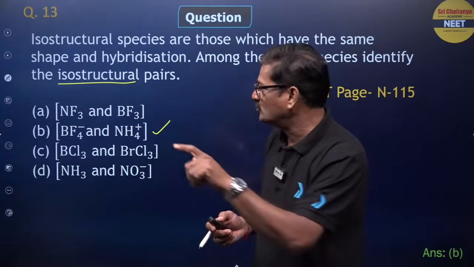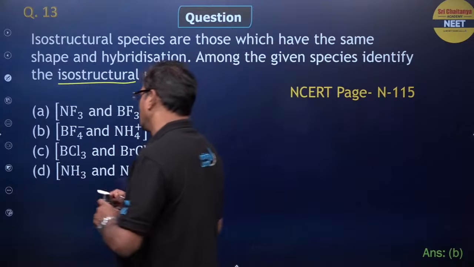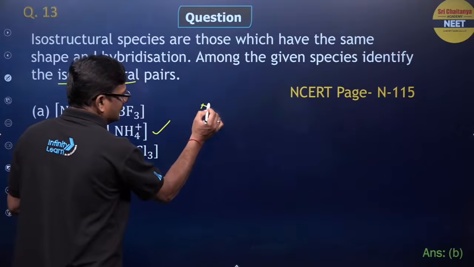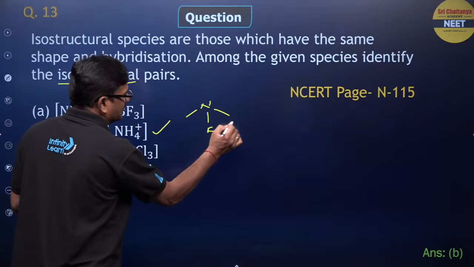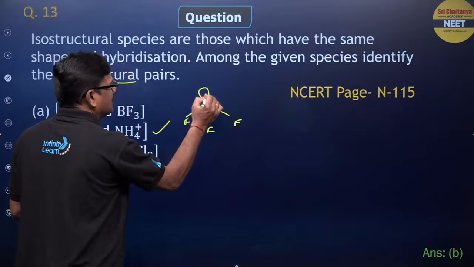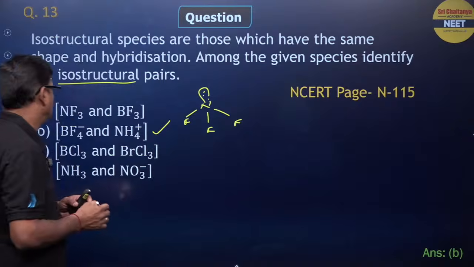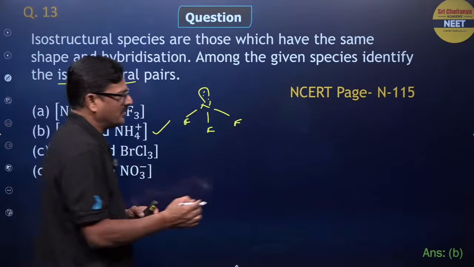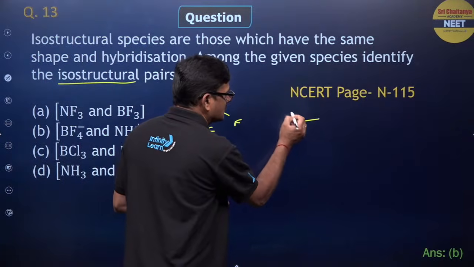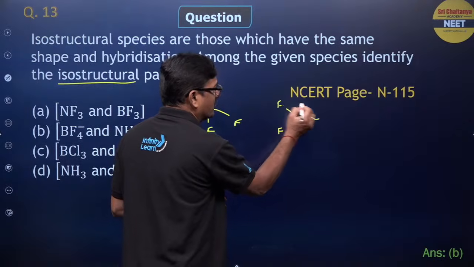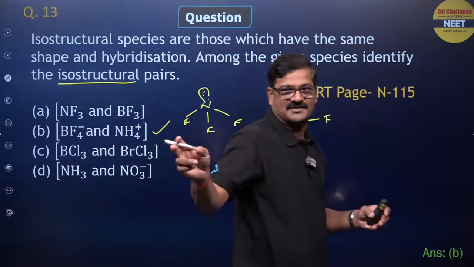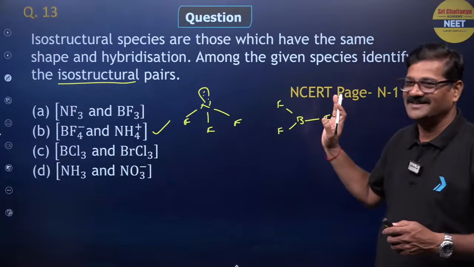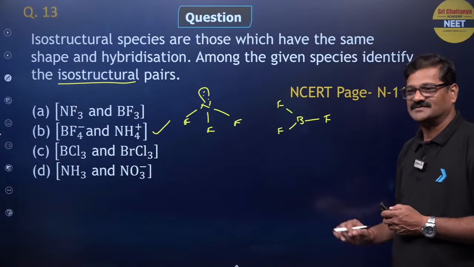Hope you understood how to see the structure of NF3, like NH3, N with F, F and F, it is pyramidal in shape. And BF3 is trigonal planar, everybody knows this. So speed and accuracy is also important. What is the shape here? Chat box, what is the shape here? It is trigonal planar.